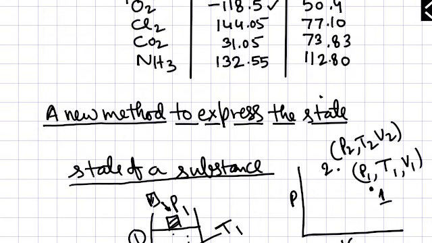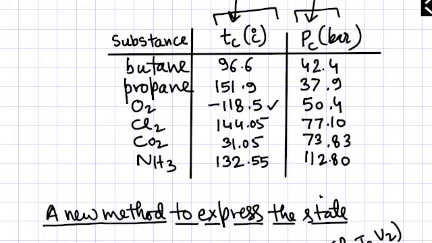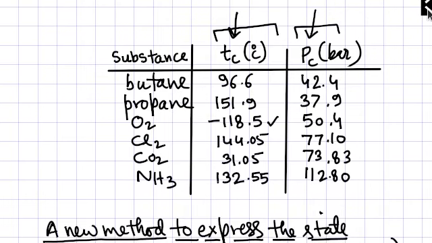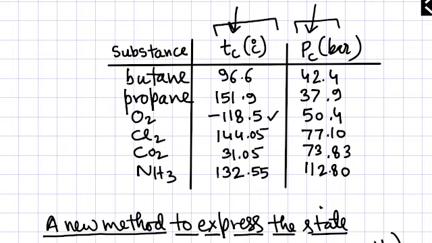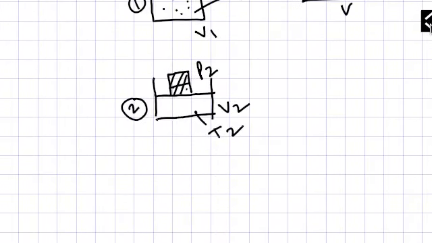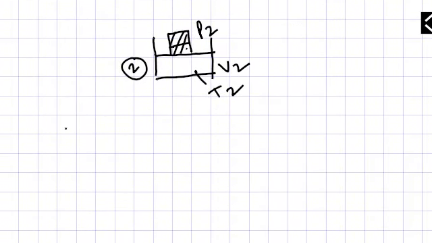So how will you do that? You will use the critical information of a substance to express the state in a new way, and we will understand this with the help of an example.